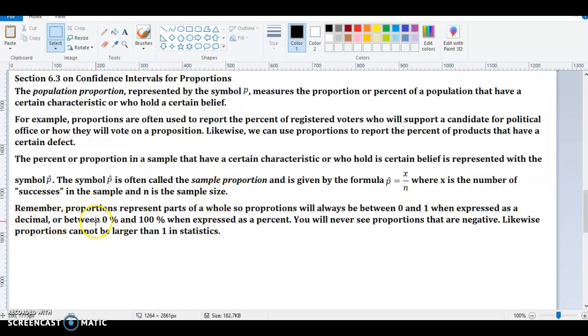Remember, proportions represent parts of a whole, so proportions will always be between 0 and 1 when expressed as a decimal, or between 0% and 100% when expressed as a percent. You saw a similar thing with probabilities. Proportions and probabilities are very similar, but proportions represent parts of a whole, while probabilities express the likelihood of an event. In any case, proportions are always between 0 and 1, or 0% and 100%. You will never see proportions that are negative. Likewise, proportions cannot be larger than 1 in statistics.